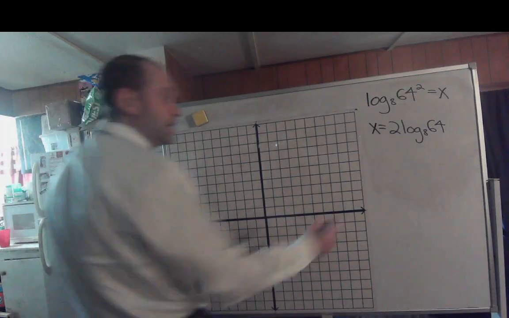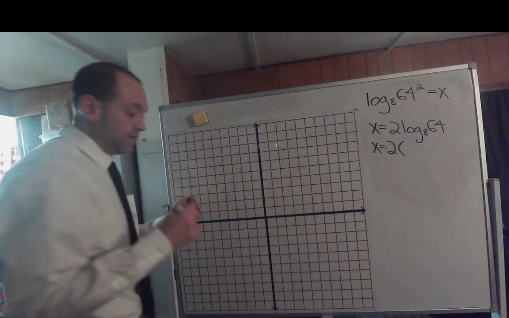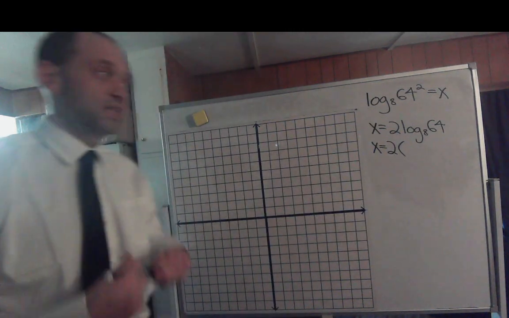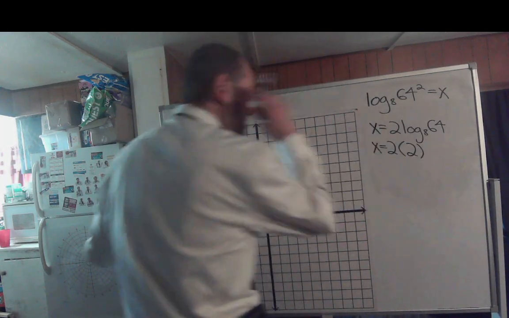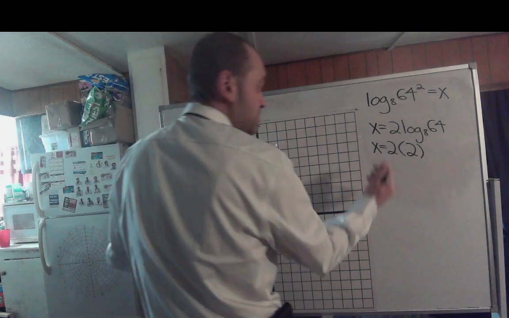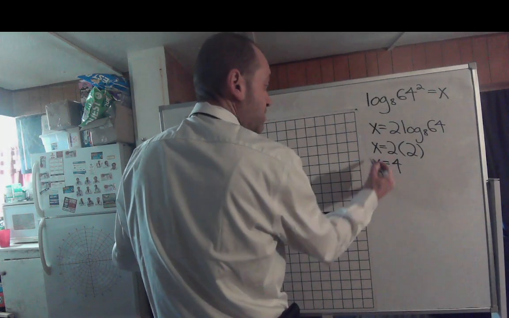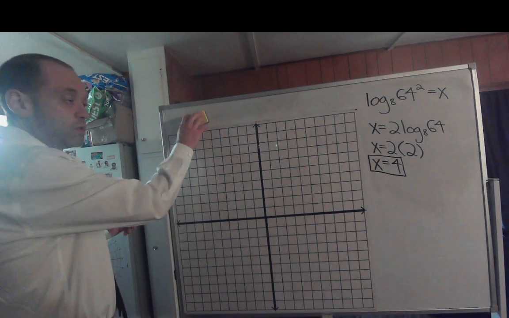Now, x equals 2 times, what is log base 8 of 64? So 8 to what power equals 64? Well, that's going to be 2, right? 8 to the second power equals 64. So x equals 2 times 2, which means x actually equals 4. So the value of x you should get is 4.